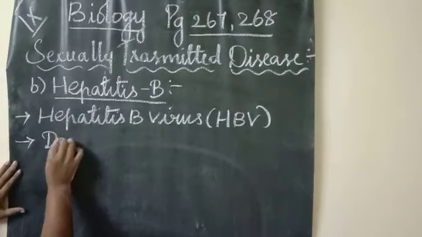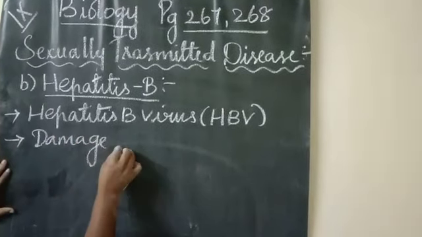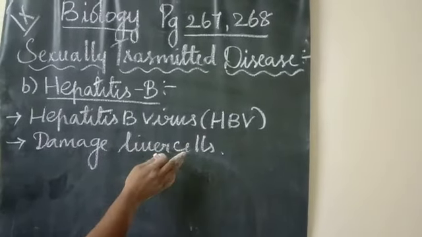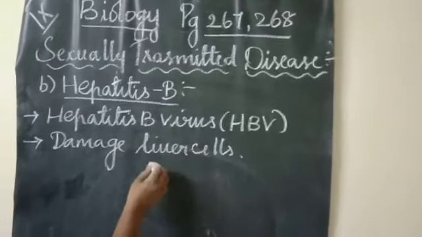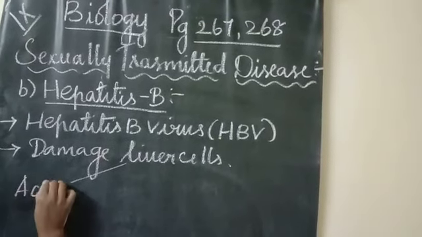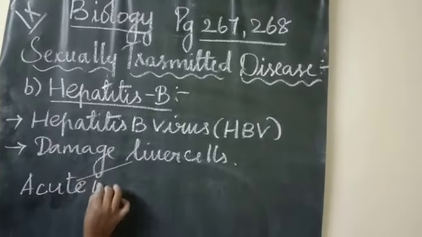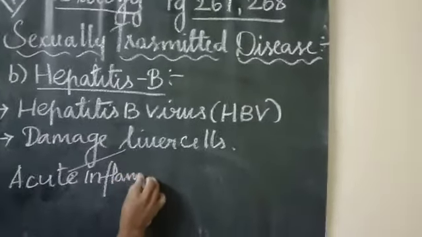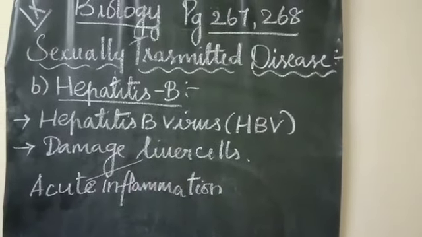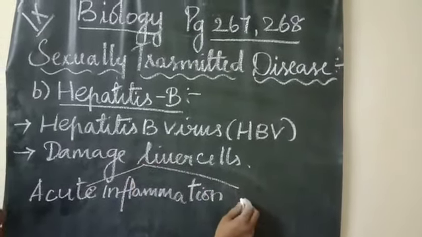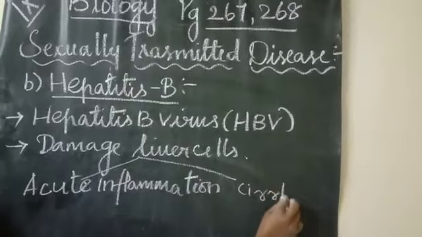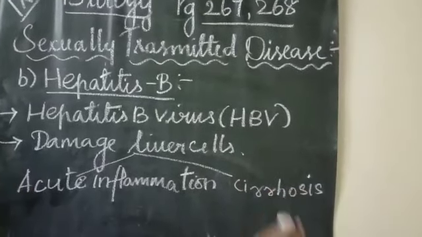It damages the liver cells, and it starts creating two important diseases. One is acute inflammation. Inflammation is nothing but swelling in the liver region. And one more thing, it causes cirrhosis, liver cirrhosis.